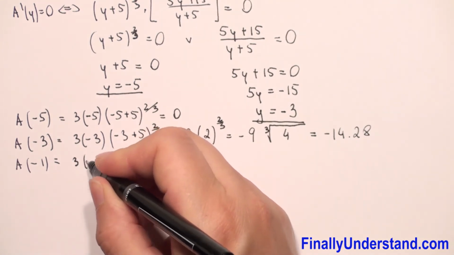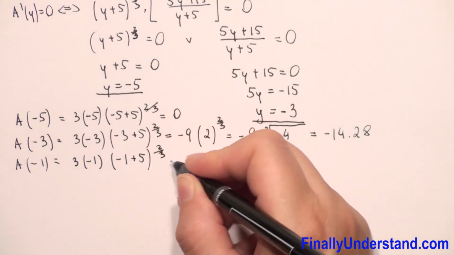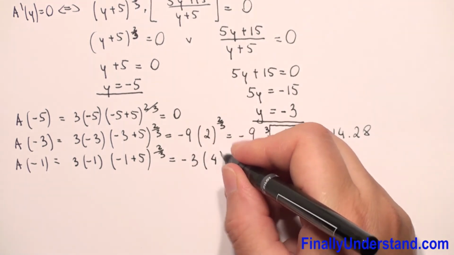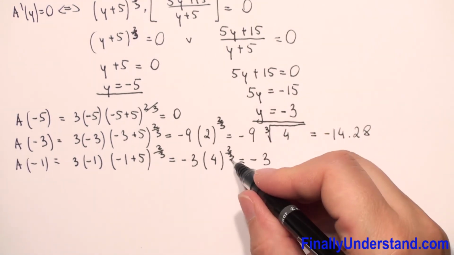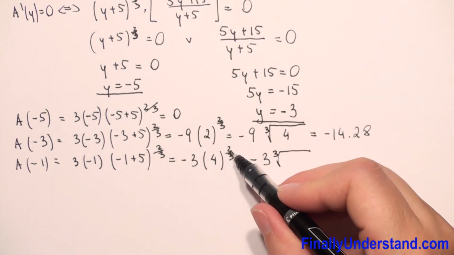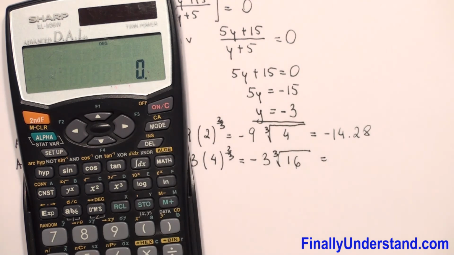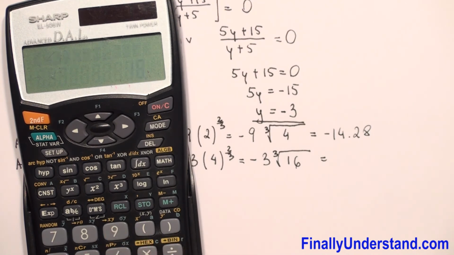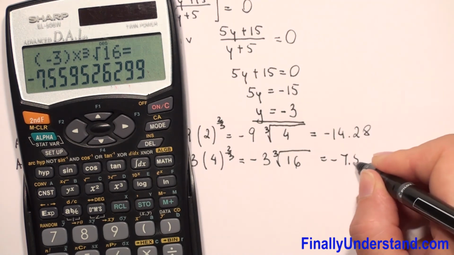So now we have to do the same for negative 1. So we have 3 times negative 1, (negative 1 plus 5) to power 2 over 3. This is equal negative 3 times 4 to power 2 over 3. So this is equal negative 3. Again, we have cube root because in denominator of this power is 3. And we have 4 to second power is 16. So this is equal, let's use calculator. We have negative 3 times cube root of 16. This is equal negative 7.55 approximately we can write.